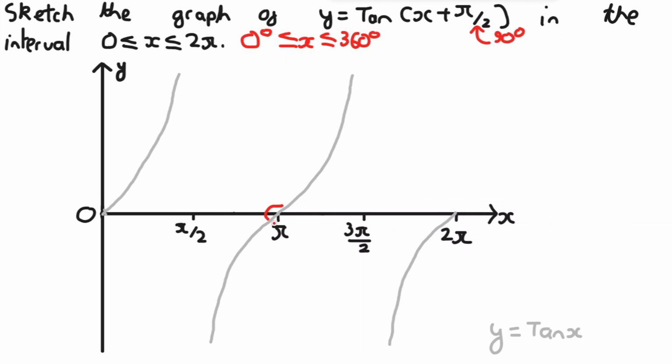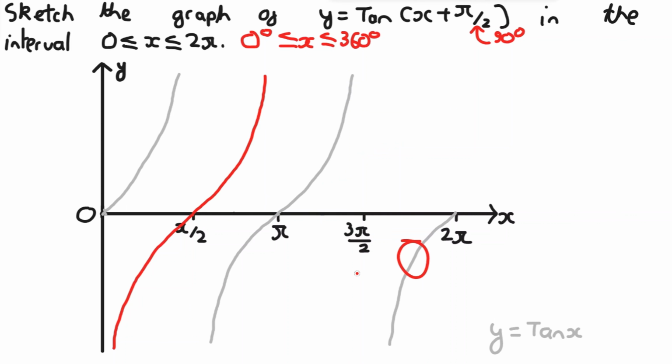Remember, it's good to use this as a template because you can see where everything's meant to go. So this here is going to come here, and therefore this is going to come here as well. So this is going to come down like this here. Remember, everything's shifted this way by pi over 2. So now this is going to come up here like this.